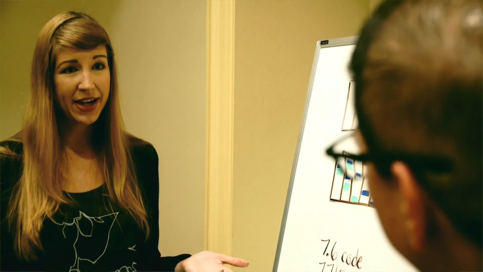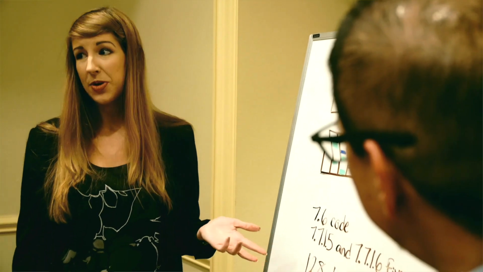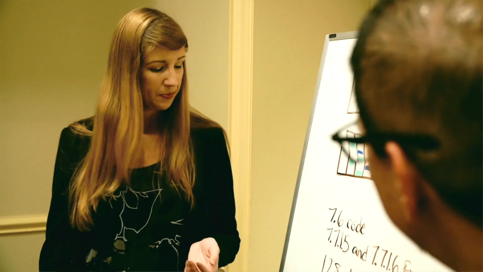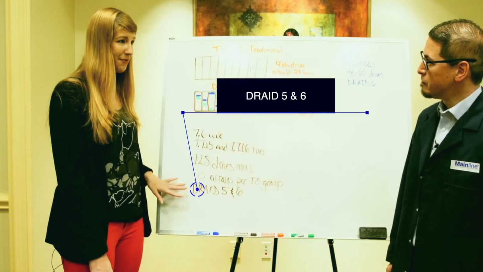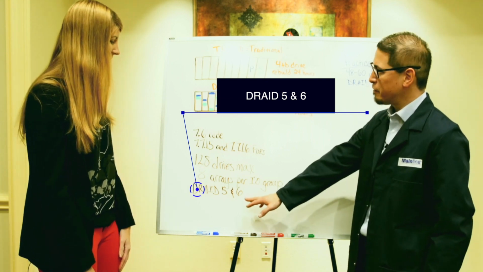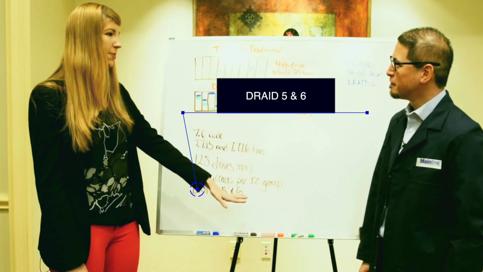Now, there's a few things to consider. There's a 128 drive max for an array, and you can have up to 8 arrays per I/O group. And there's 2 options or flavors, DRAID6 and DRAID5. Got it. And what's the main difference between 5 and 6? It's having that double parity.